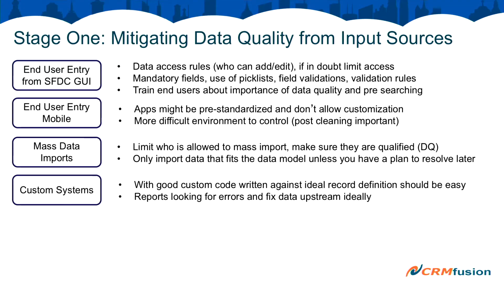Custom systems, this is all about the coder. The coder also has to understand that ideal record. There's no use that custom coder looking for long state names when we know we want short state names. So if we don't communicate that ideal record down to them, we can't blame them for bringing in bad data.